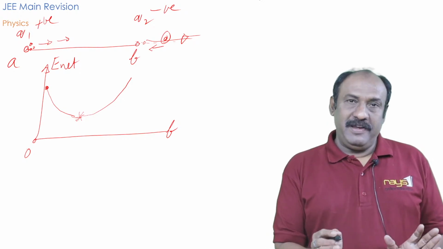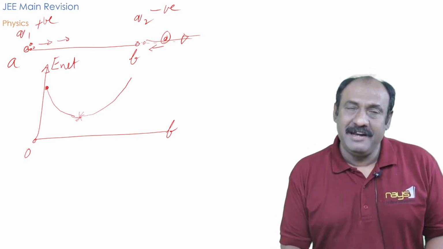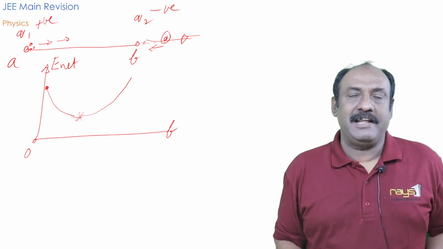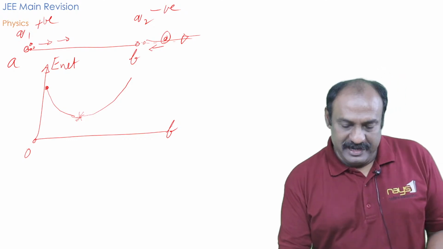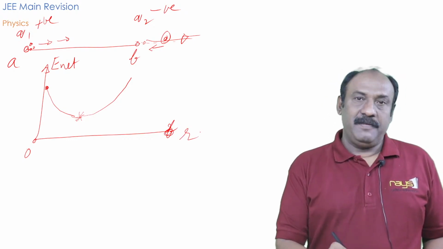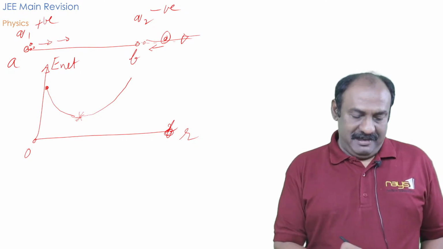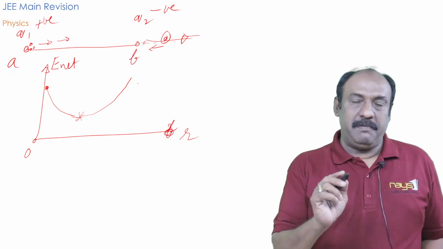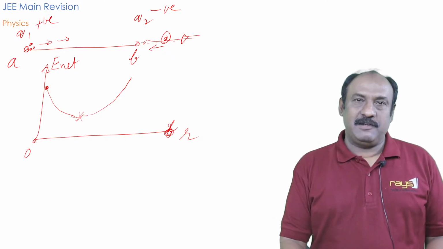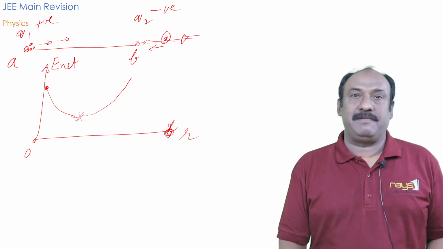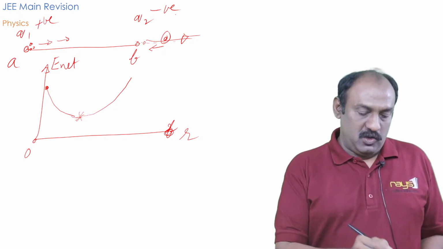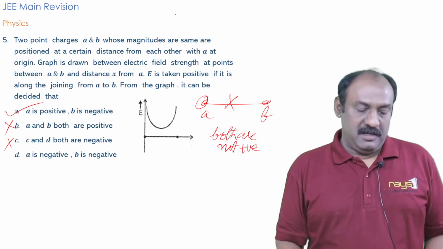So here, in between A and B and just after crossing B, there is a variation of electric field intensity in accordance with the radial distance, as given in the diagram here like this. So that is only possible if A is positive, that is the charge placed at point A is positive and the charge placed at B is negative. So Q2 is negative, Q1 is positive is the answer for question number 5.